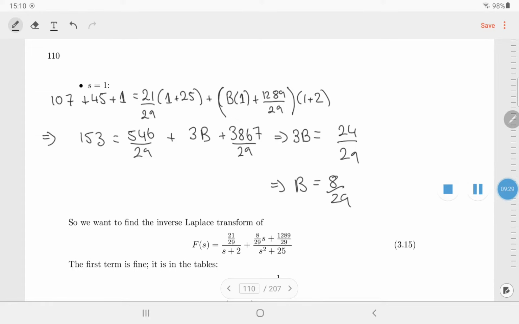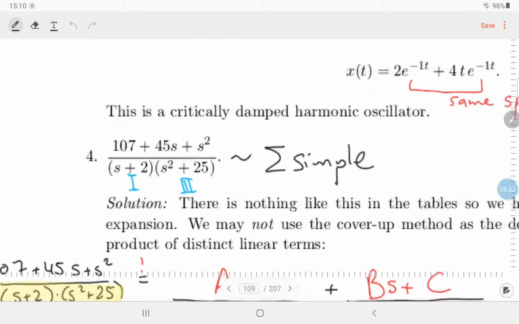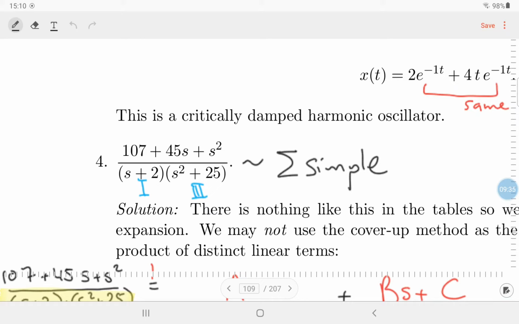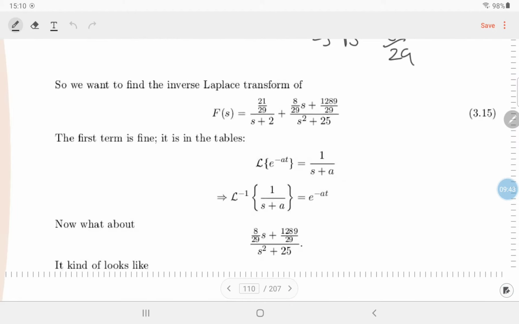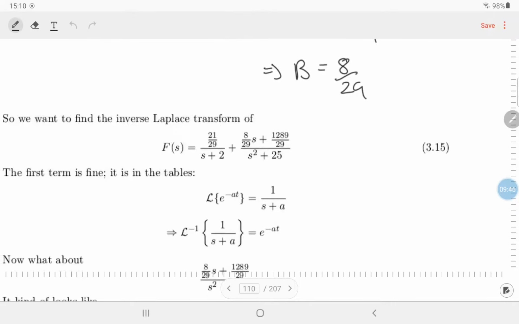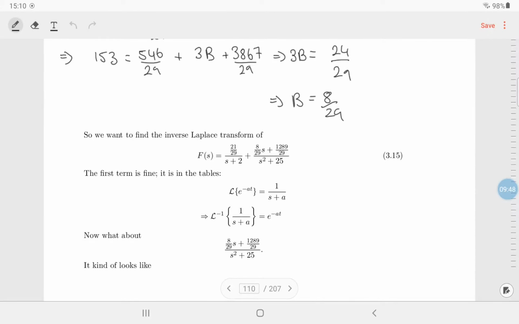Okay. So now what we want to do is, remember, look at what we're looking at. We want to find the inverse Laplace transform of this thing, which I'm calling big F of s. So it's equal to a over s plus 2, plus bs plus c over this. And if you put in the values of a, b, c that we found, it's nasty, but it's this.